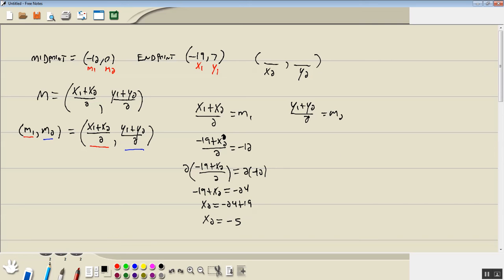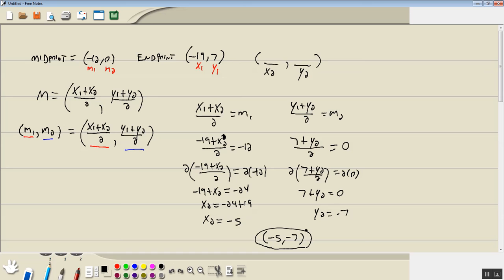Now in this one, if I plug in the values, y1 we said was 7, y2 we're trying to find, over 2 is equal to m2, which is 0. If I multiply both sides by 2, then those 2's cancel, and I've got 7 plus y2 is equal to 0. And I take 7 over, and we get y2 is equal to negative 7. So that point would be negative 5, negative 7.